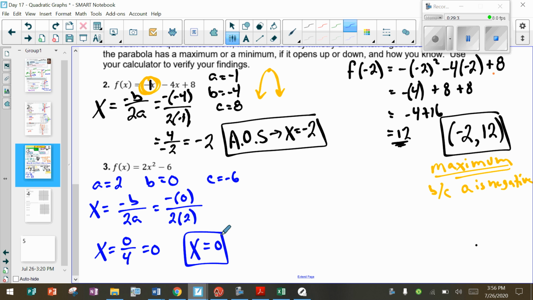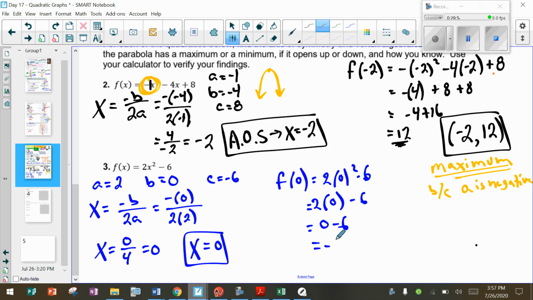Plugging that number into your function, finding f of 0 means 2 times 0 squared minus 6, which would be 2 times 0, which is 0, minus 6, so it's just negative 6. So our vertex, if you did it right, is that x value of 0, y value of negative 6.